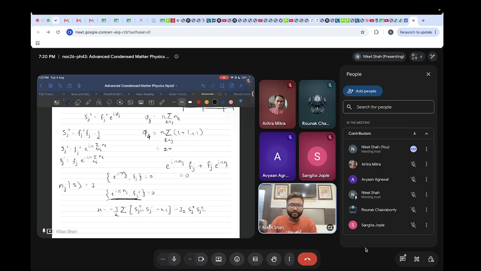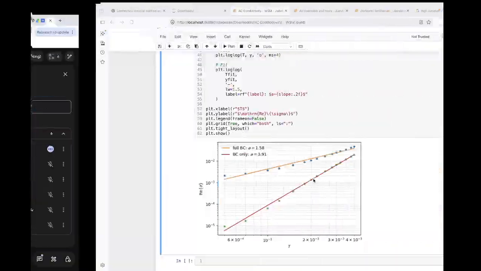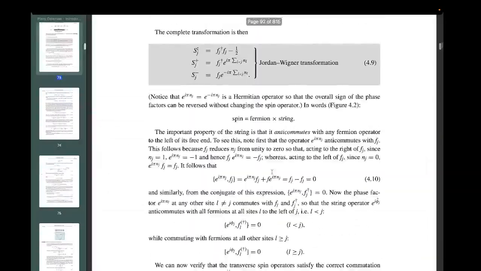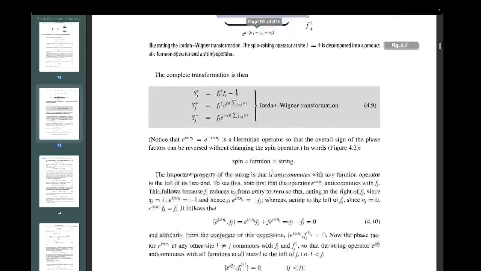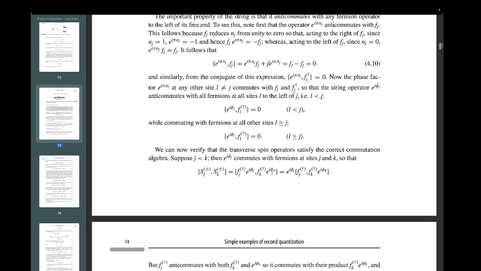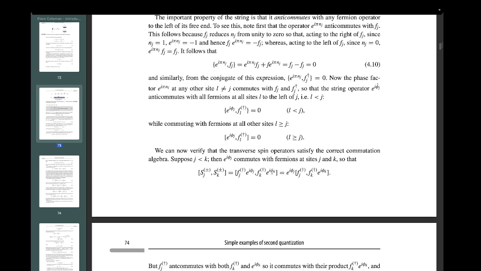Okay, I think there is something else as well. Is there another kind of anti-commutation relation? Wait. Oh, right. So I need to even check whether, okay.